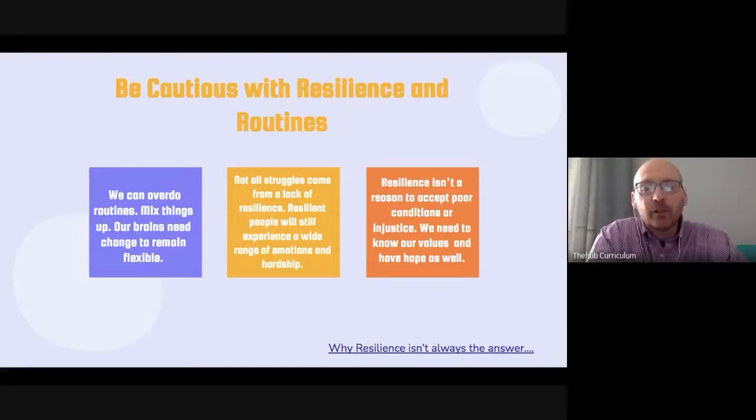And a couple years ago, resilience was getting some bad press. And the main reason was people felt like resilience was being used too much. So not all struggles are because of a lack of resilience. You can have someone who's a very resilient person, but they still need to have the experience of the emotions and the hardship. It's a process. It's not an immediate, oh, you're struggling, buck up and be resilient kind of message. And resilience is not a reason to accept poor conditions or injustice.